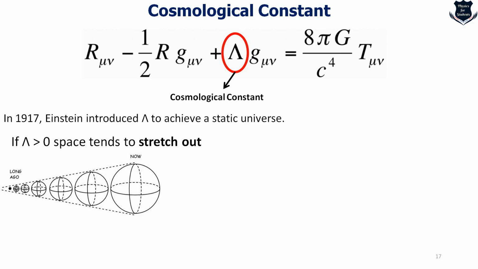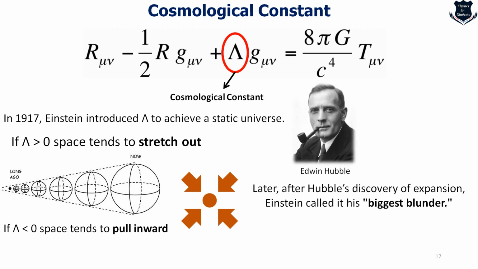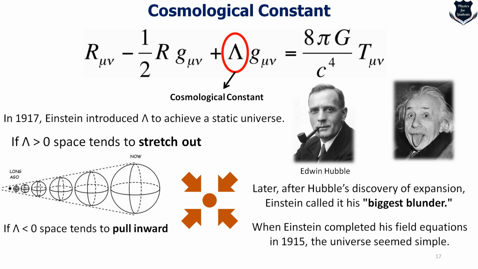Just for example, the Big Bang theory, it was infinitesimal, and now we are in an accelerating universe, and if it is less than 0, it would pull inward, something like this animation. It would pull inward. So that was basically the idea, because Hubble had not made his discovery during that time. So when Hubble discovered that the universe is expanding, Einstein called that one of his biggest blunders. When Einstein actually completed his equation in 1915, he assumed that the universe is simple, but when Hubble discovered that the universe is expanding, he considered it the biggest blunder.